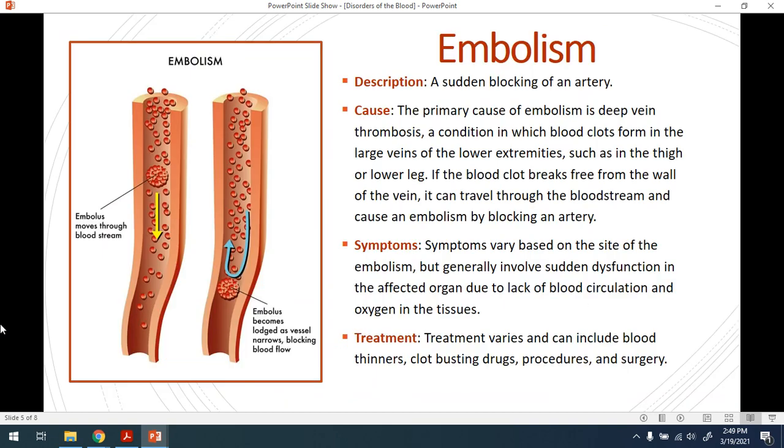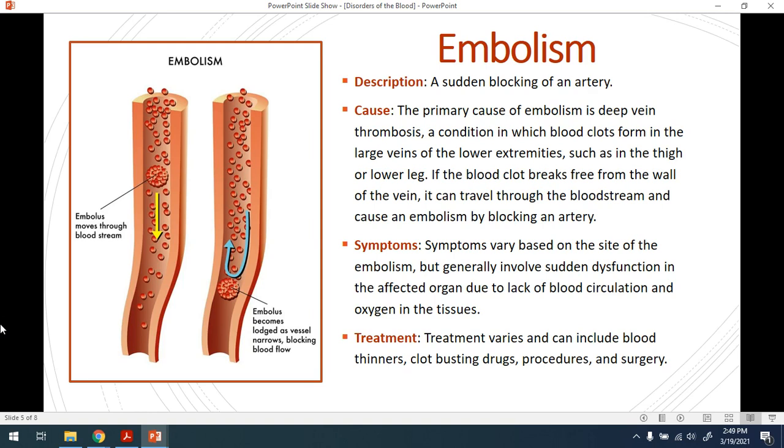Next, we're going to look at embolisms. An embolism is a sudden blockage of an artery. The primary cause of an embolism is a deep vein thrombosis, a condition in which blood clots form in large veins of the lower extremities, such as in the thigh or the lower leg. If the blood clot breaks free from the wall of the vein, it can travel through the bloodstream and cause an embolism by blocking an artery.